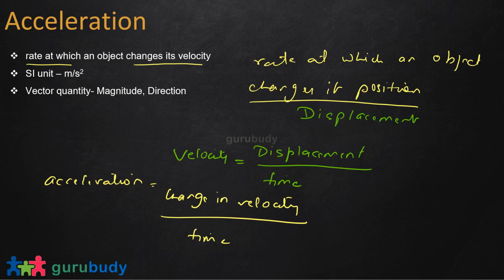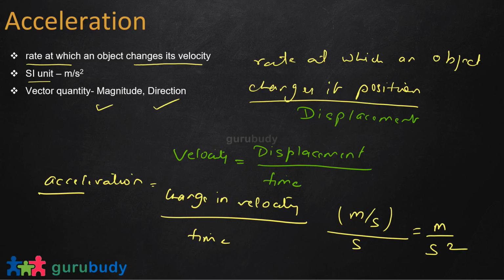By this definition of acceleration, we can easily calculate the SI unit. We know velocity's SI unit is meter per second, which we have seen previously, and the time is second. So the SI unit of acceleration is meter per second square. The third point is, since acceleration is based on velocity, which is a vector quantity, acceleration is also a vector quantity. That means to completely define acceleration, we have to provide both magnitude and direction.